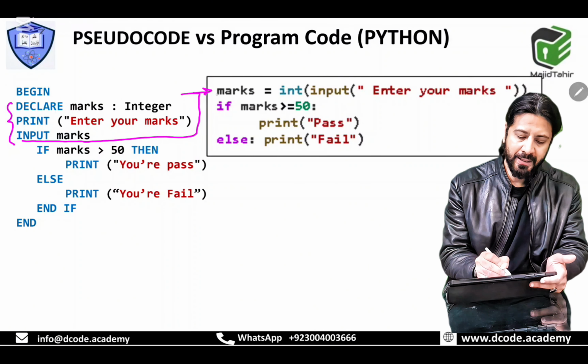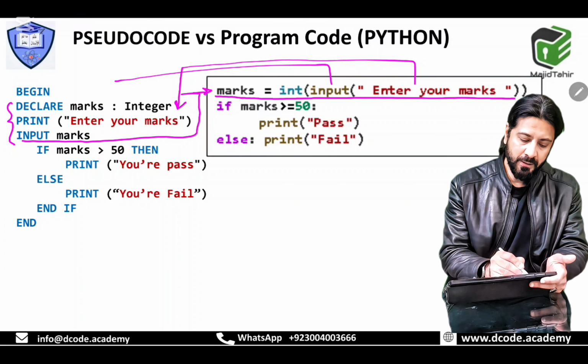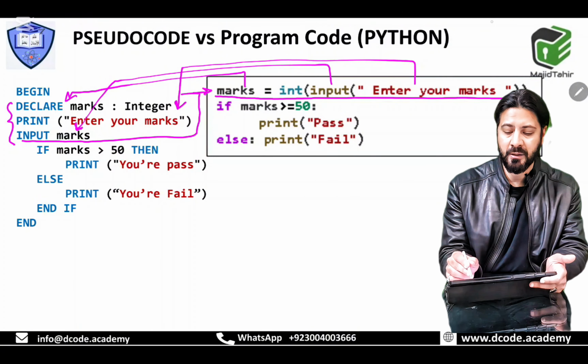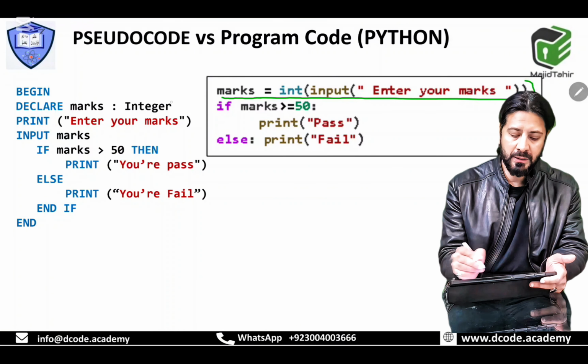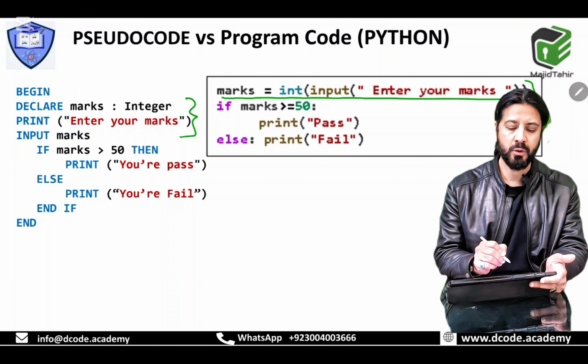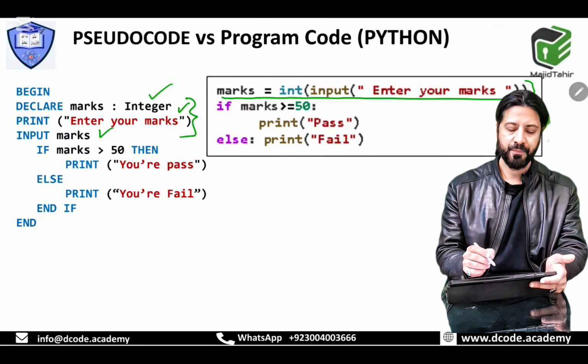Marks is equal to int input enter your marks. So basically enter your marks is the prompt statement which was over here. Input is this statement, and marks is going to be declared directly. So this one line of Python will cover all these three lines of the pseudocode: declaration, prompt, and input.